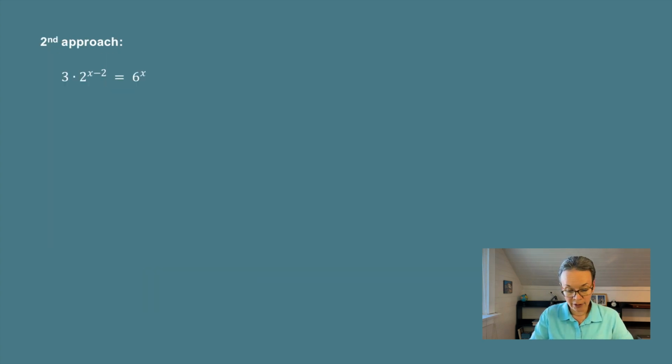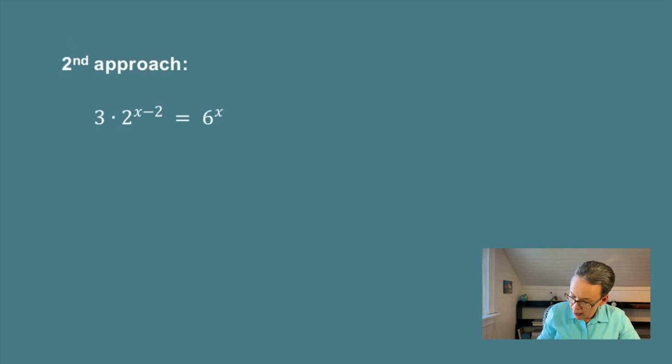Now we're going to go ahead and follow the second approach. And you're going to see that there will be a slight difference in how we're going to go ahead and solve for x, but we should get pretty much the same answer. So what I am going to do here is begin by breaking this power into two separate powers just by using properties of exponents, just like this. I'm going to write 3 times 2 to the x times 2 to the negative 2. This is going to be equal to 6 to the x.